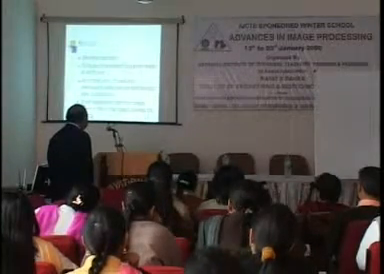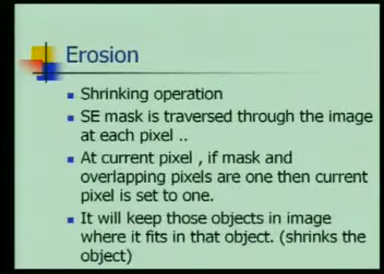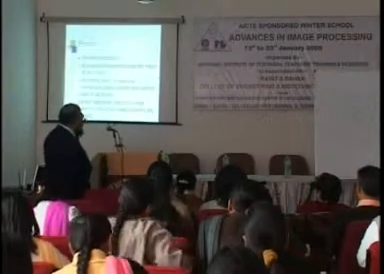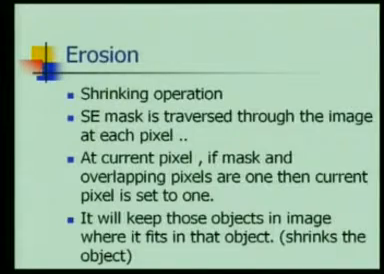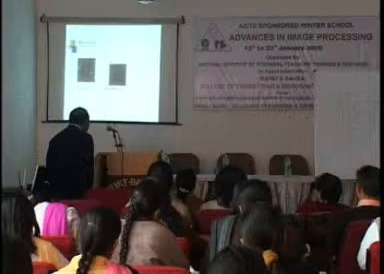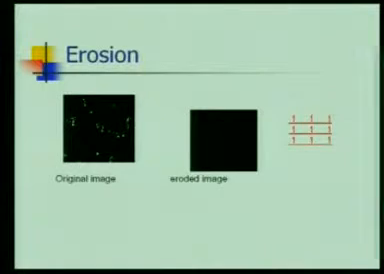So erosion is a shrinking operation. One is dilation, another one is shrinking. The structuring element mask is transferred through the image. This we have already discussed. So you will see that this is my original image.